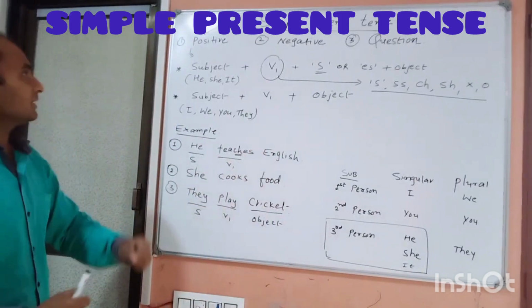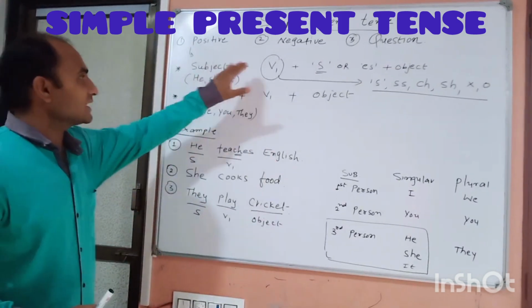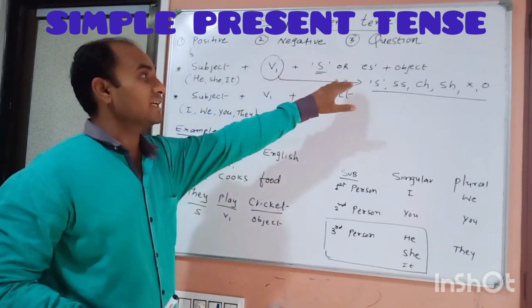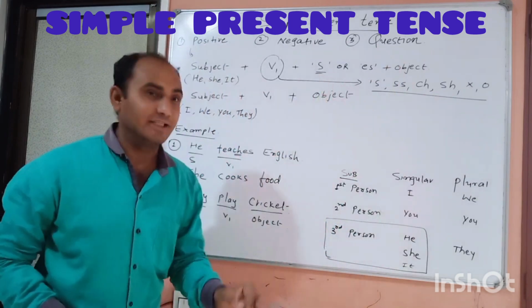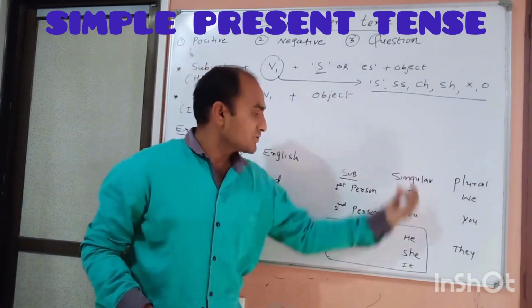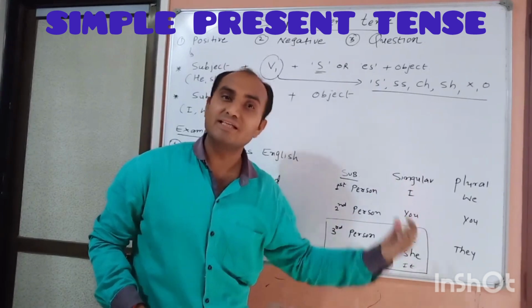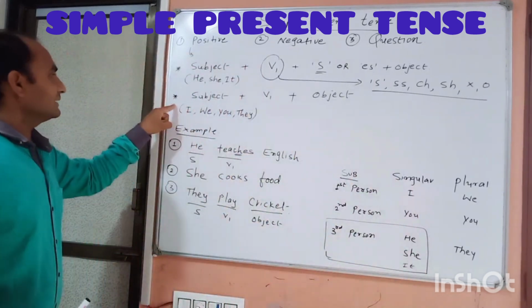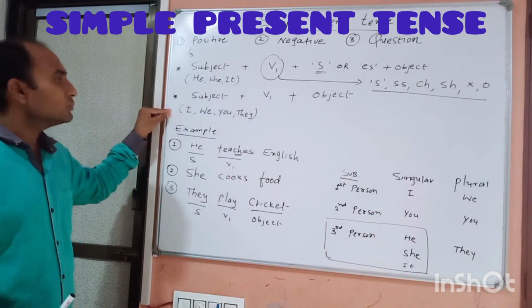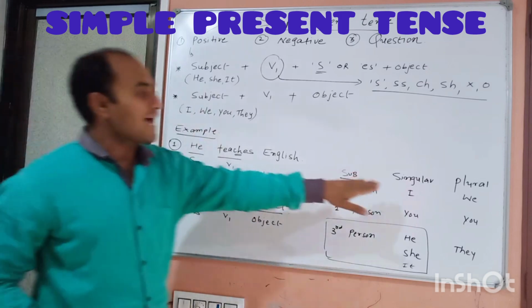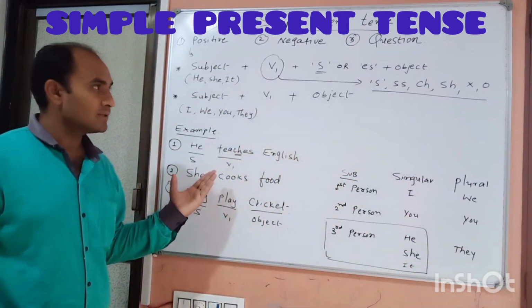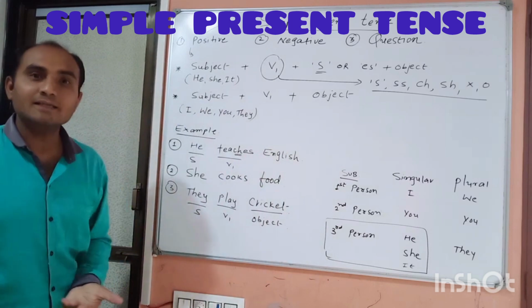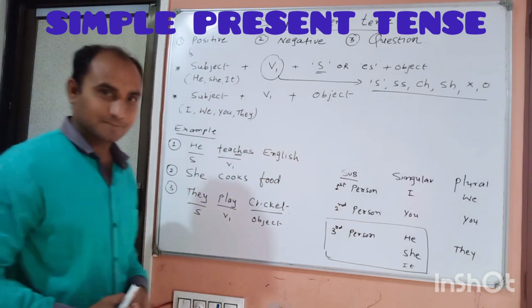Once again, repeat positive structure: subject plus V1 plus S or ES plus object. This structure we can use for only third person singular, he, she, it. And then the second structure we can use for I, we, you and they. You will revise and then we will start the negative structure.